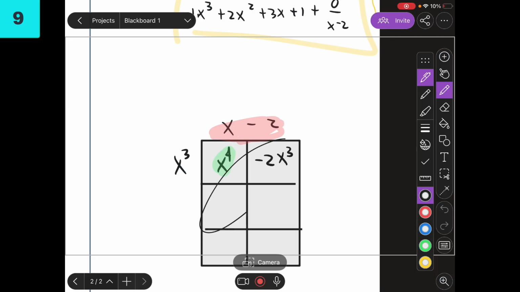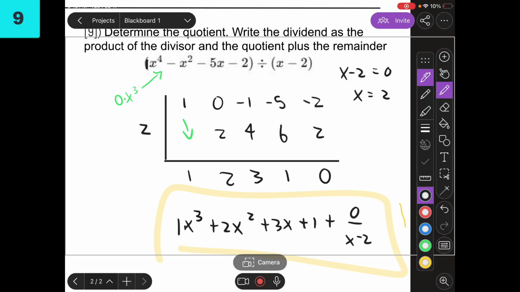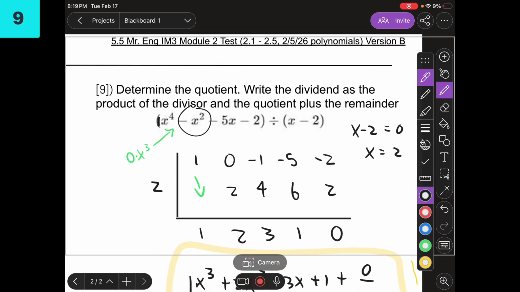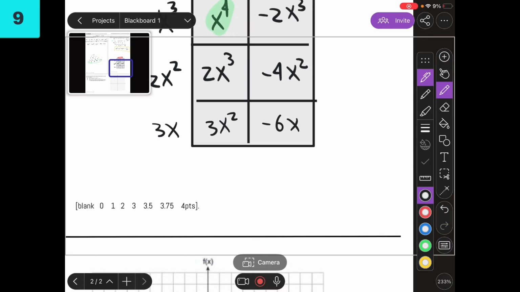I want to find out these diagonals that add up to 0x cubed. Right, so in order to get 0x cubed, this has to be positive 2x cubed, right? Because they both cancel each other out. So that means this is 2x squared, and this is -4x squared. Next up, I want the x squared terms to add up to -x squared. So that means this has to be a positive 3x squared, which means that this is 3x, this is -6x.